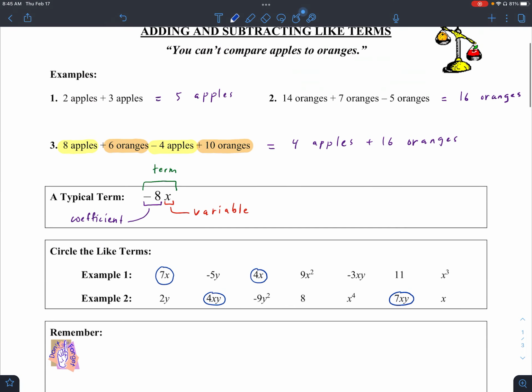Just like the apples and oranges example, oranges could be added or subtracted, and apples could be added or subtracted from each other. But we couldn't add apples and oranges. And notice also that the coefficients are different. Even though the coefficients are different, like we have six oranges and 10 oranges, we can still collect them. We can add them and get 16. So coefficients don't have to be the same for you to be able to collect the terms.